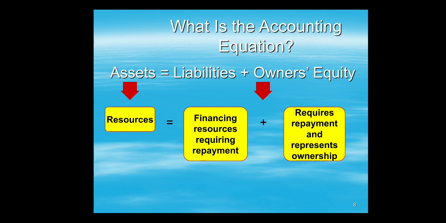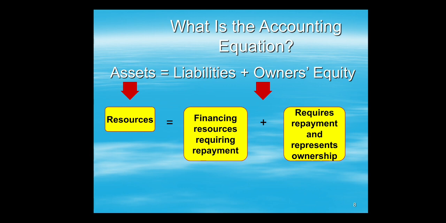So what is the accounting equation? The accounting equation is this one. This is very important. You will use this equation in all the accounting process. The equation is like this: assets of a business always equal liabilities plus owner's equity. I hope you remember the definition of assets. Assets are resources owned and controlled by a business.